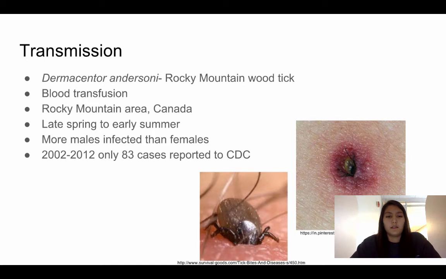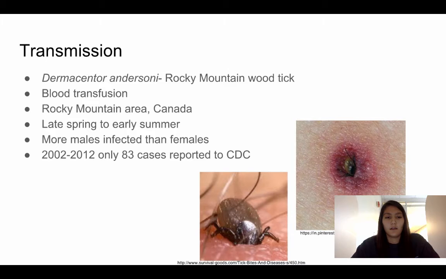So you mostly see these cases come up late spring to early summer, just because that's when the ticks are most active. Also, when people are most active, they'll be going outside, hiking, being outdoors a lot more, and so that increases your risk of getting a tick bite and getting the disease. You'll also see more men infected than women, probably just because more men go outside, go hiking, and stuff like that.